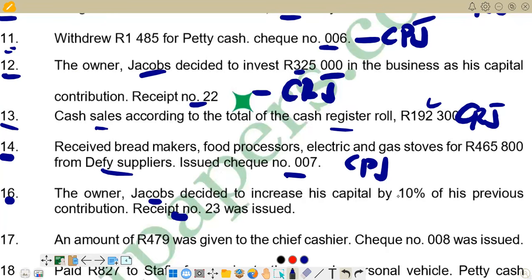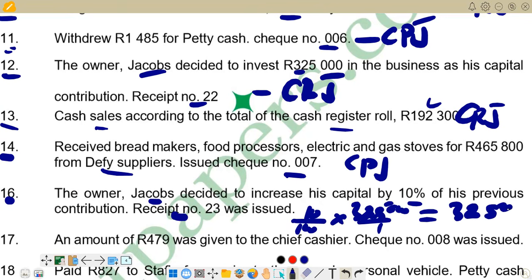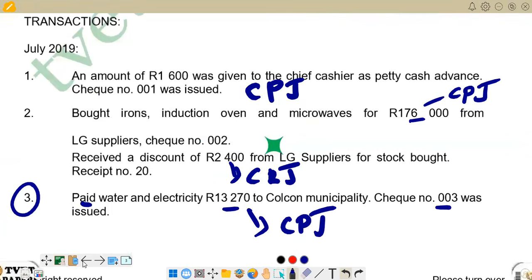And the amount now, we are not given, we were just told that it's 10% of the previous. So we go back to check which was the previous contribution. The previous contribution was here, 325,000. So it's 10% of 325,000. So what are we saying? We are saying 10 over 100, which is 10%, times 325,000 over 1. And obviously, the answer that we are going to get there is 32,500. So this is the figure that we are going to put there on the cash receipts journal. So we can go back there to the cash receipts journal and put that one.